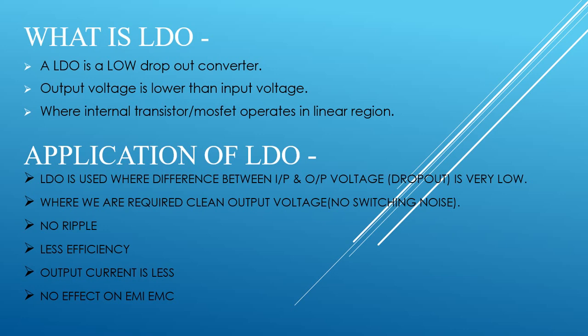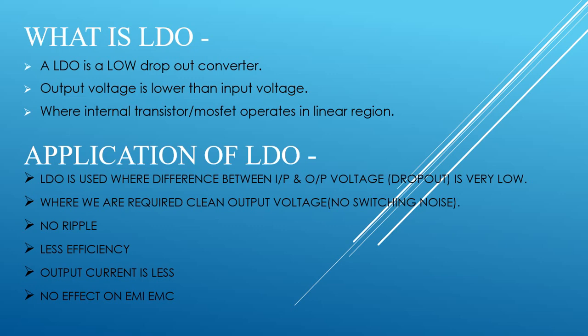Today we are going to discuss this LDO. What is this LDO? LDO is a low dropout voltage regulator, or a converter, we can say. The main things are where we have to use the LDO, what the properties of the LDO are, and where to use the LDO versus buck converters. But in this section we are going to discuss the LDO only.